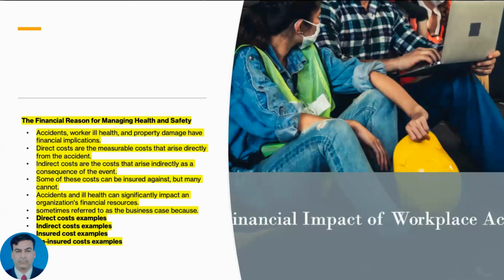Number three is cost of the additional control measures. The expenses associated with implementing additional safety measures, such as installing safety barriers, upgrading equipment, or providing additional training to prevent similar incidents in the future. Compliance with enforcement notices. The cost incurred to comply with enforcement notices issued by the regulatory authorities, which may involve making changes to work processes, equipment, or facilities.